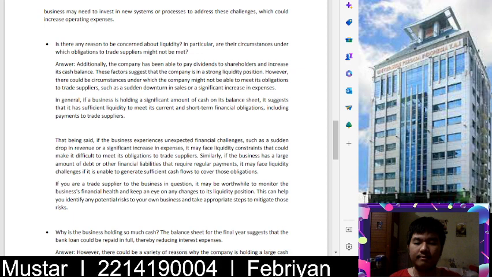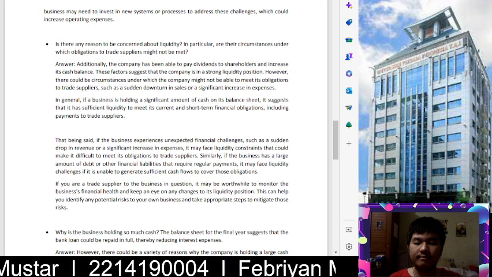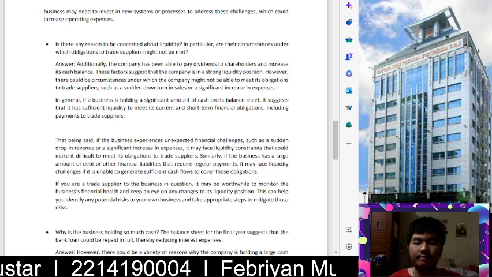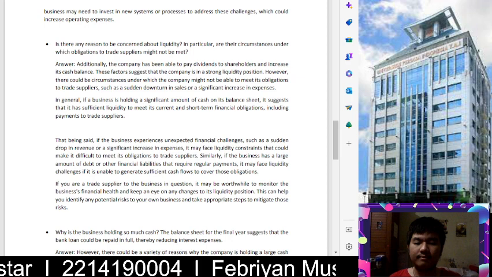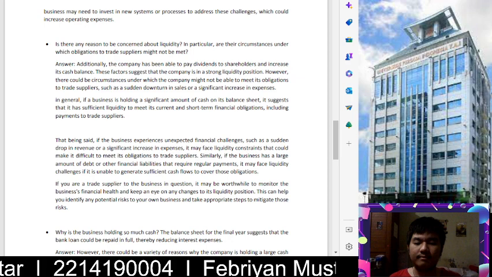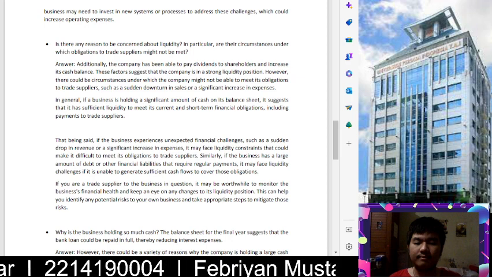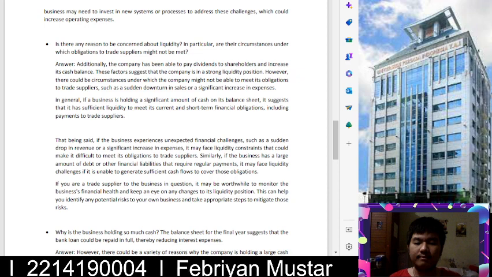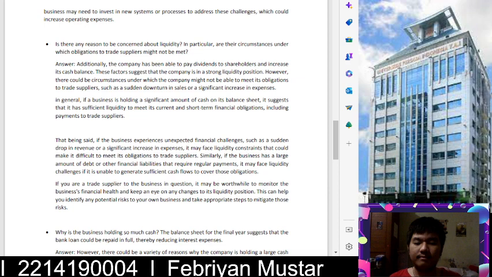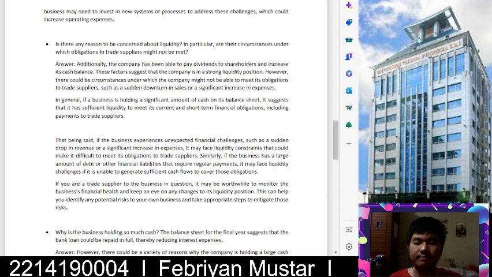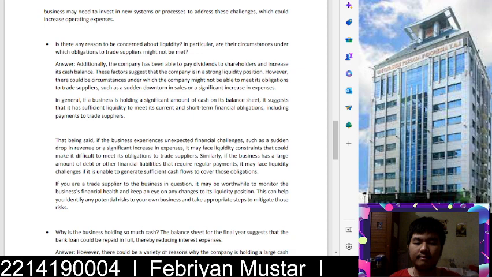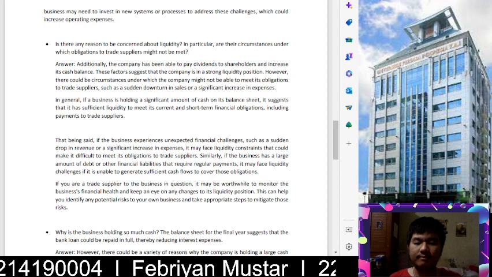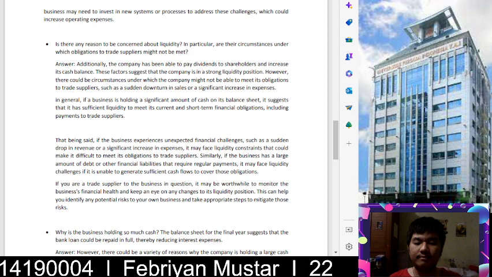Now, if you are a trade supplier to the business in question, it may be worthwhile to monitor the business's financial health and keep an eye on any change to its liquidity position. This can help you identify any potential risks to your own business and take appropriate steps to mitigate those risks.